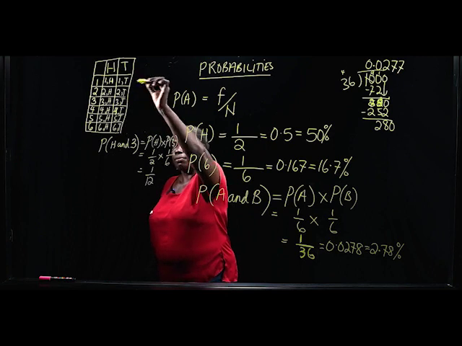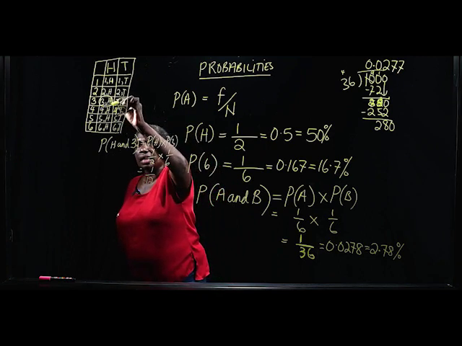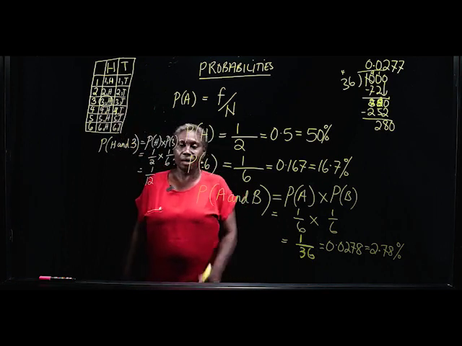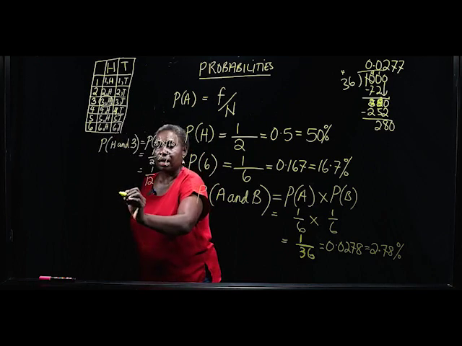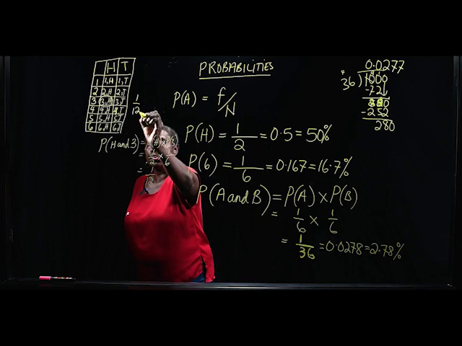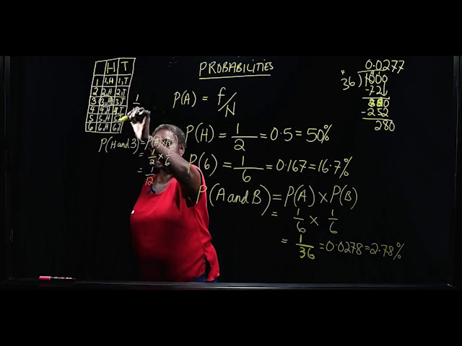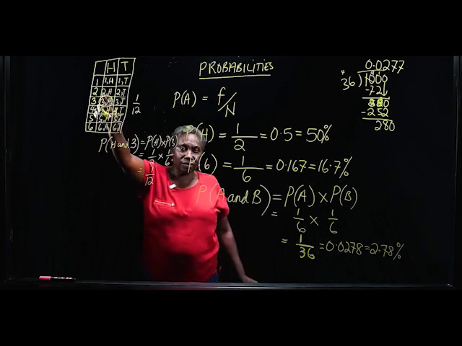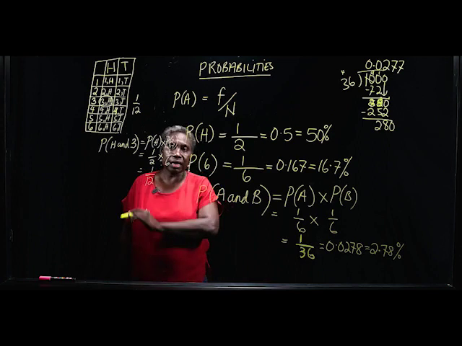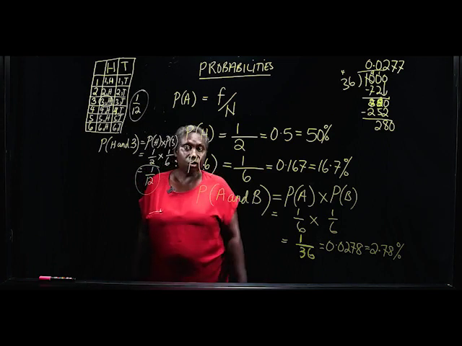Now, if we look at the table, this is the probability that we have of having a 3 and a head. That will still give us 1 over 12. We have 1, 2, 3, 4, 5, 6, 7, 8, 9, 10, 11, 12. So even if we use the table or even if we use the formula, we will still come up with the same probability, which is 1 over 12.